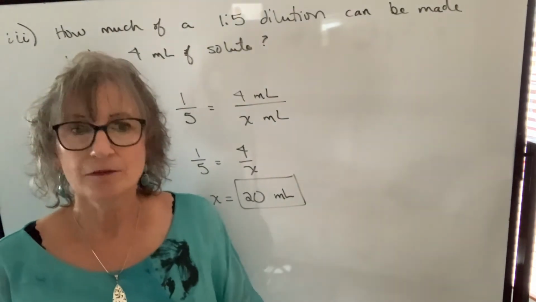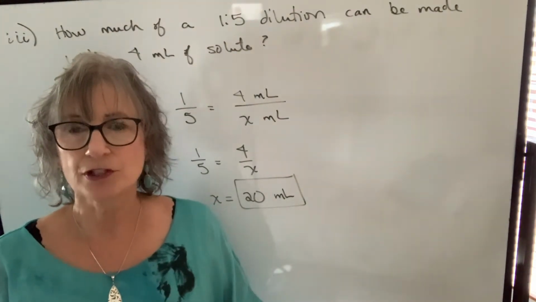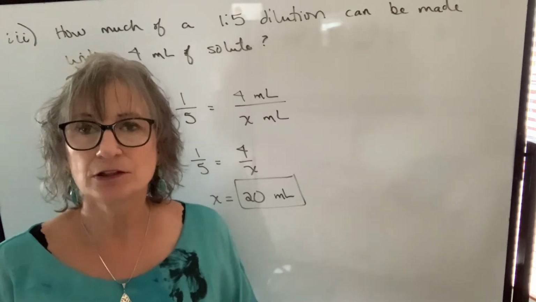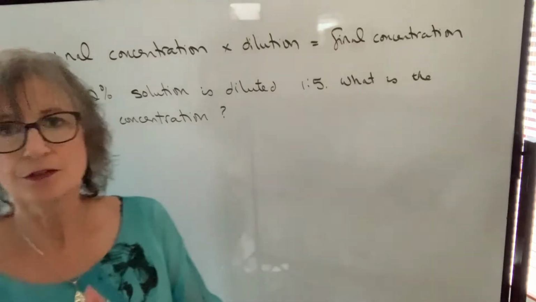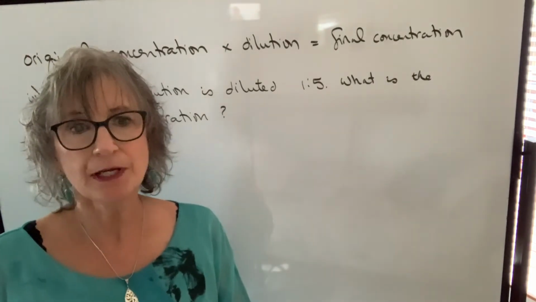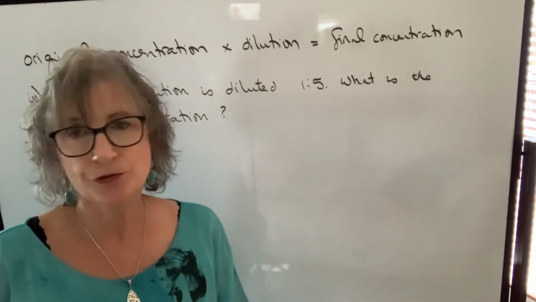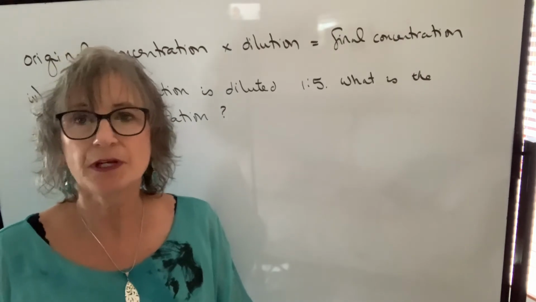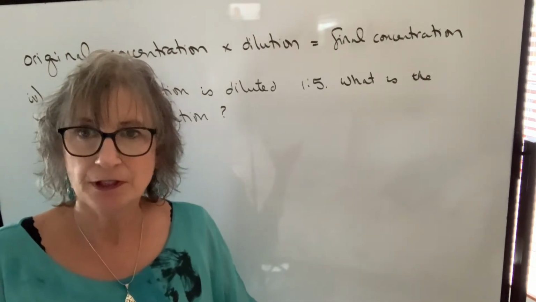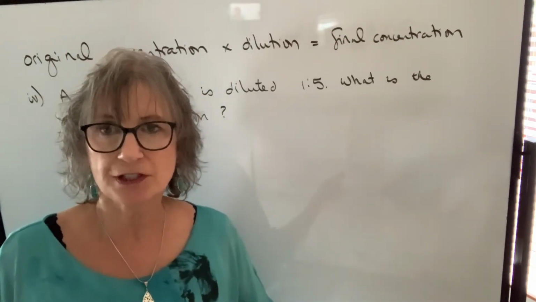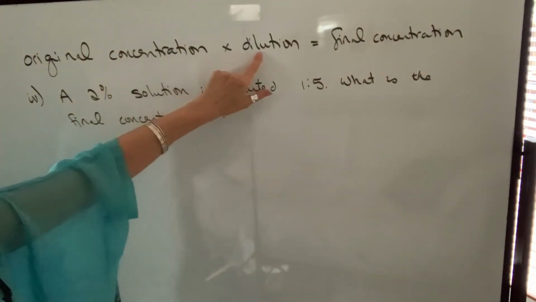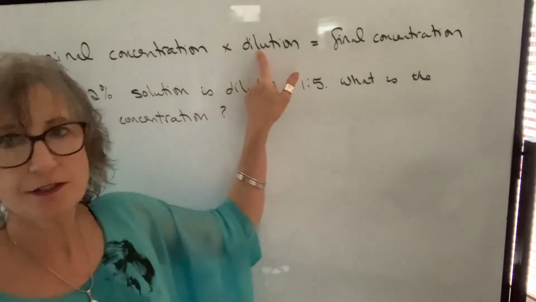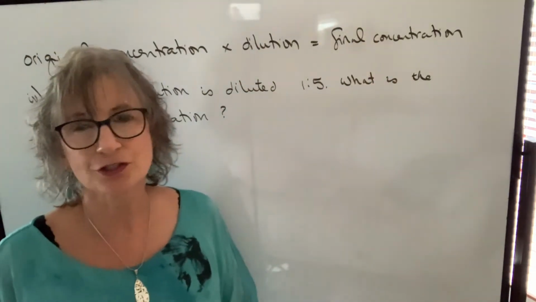Now, if you have a substance that has a certain concentration and you dilute it, let's take a look at how we can find the new concentration after it's been diluted. When you take a solution that could be measured in all sorts of different concentration units, and you dilute that solution, and you want to know what the final concentration is, you could use this formula. Your original concentration times whatever the dilution factor is will equal the final concentration.